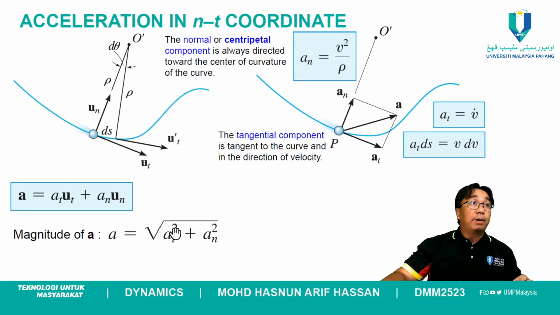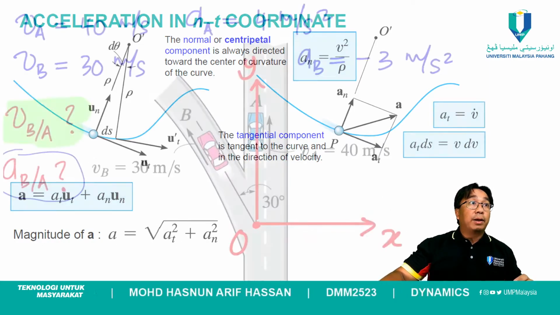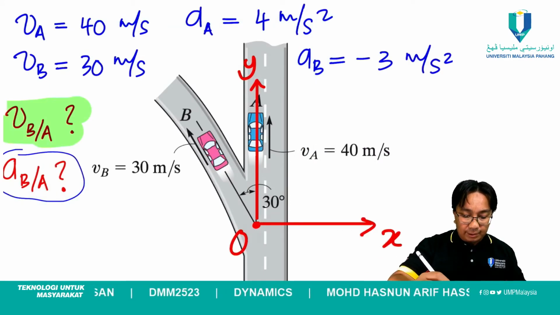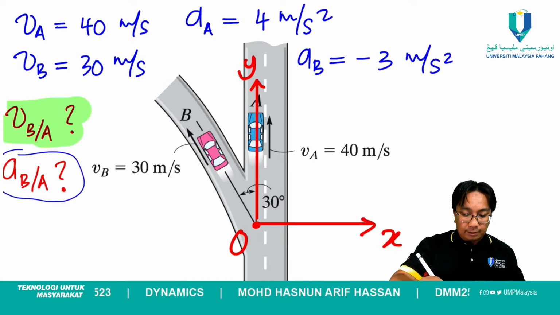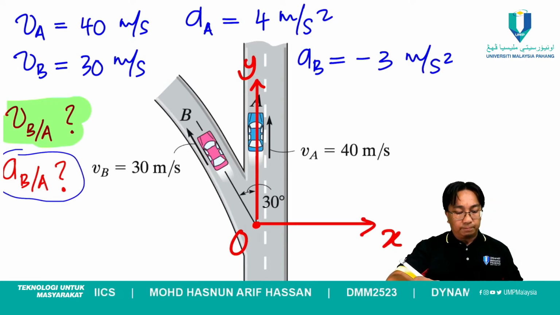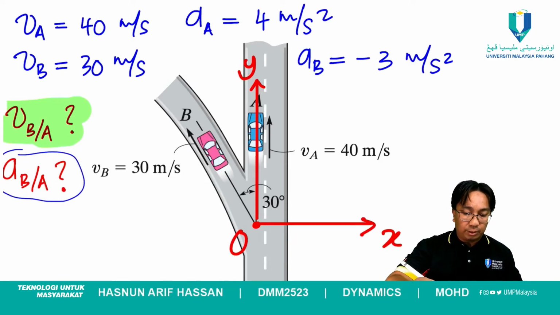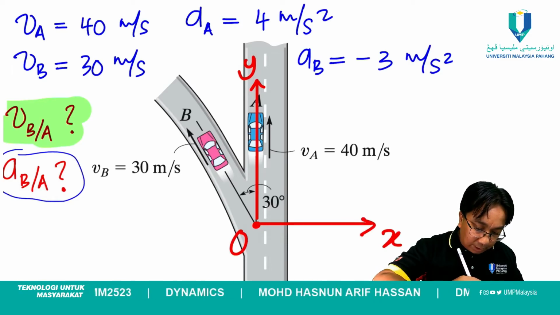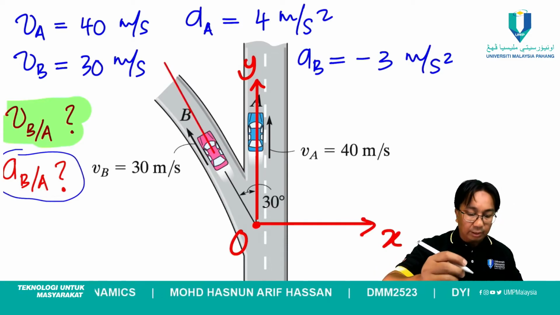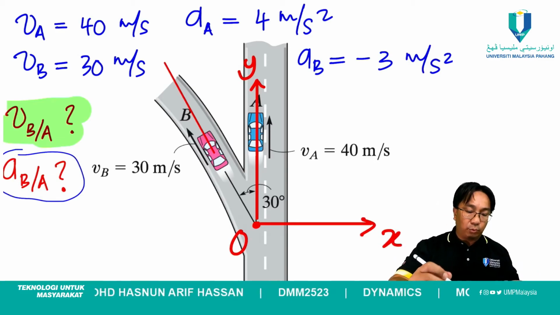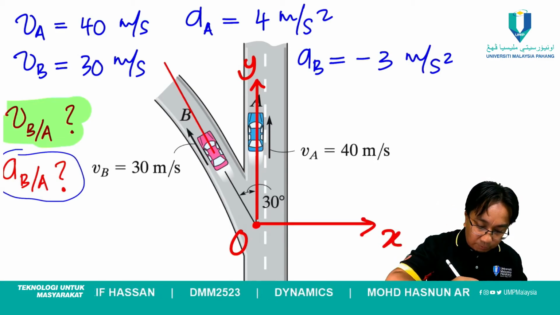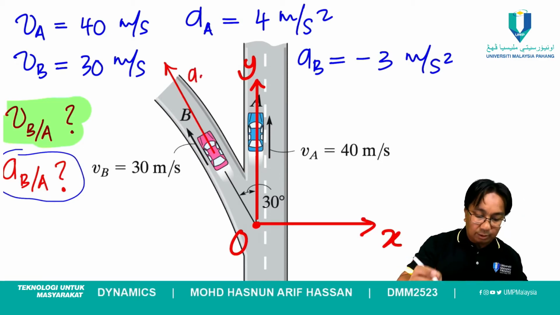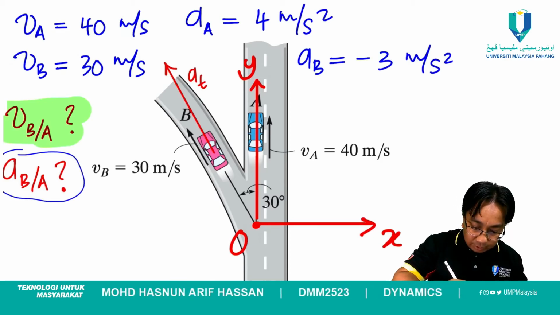Okay, now going back to this. So basically, which direction is the tangential component? Which direction is the tangential component now? Tangential component dia akan sama dengan direction velocity ni lah, sebab remember velocity is always tangent to the path. So this will be AT, A tangential component. Okay, this will be A of tangential component.